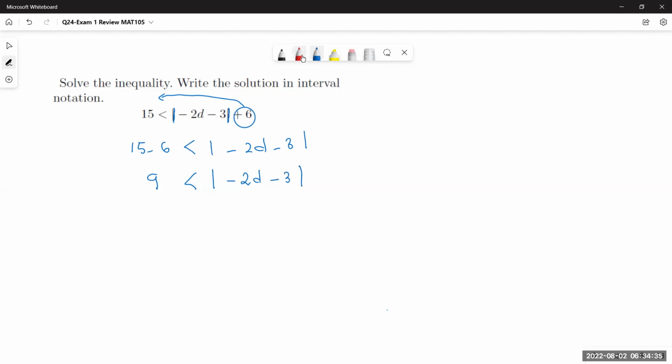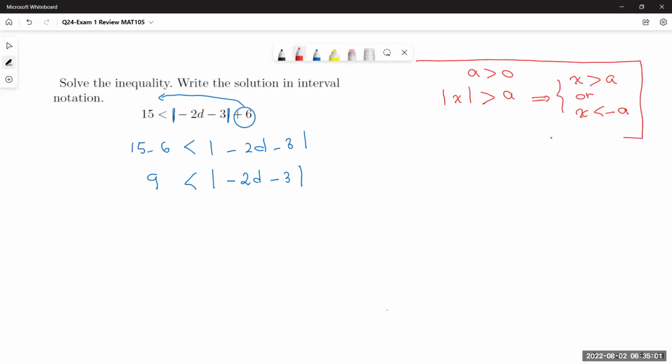Okay, now we need to know our formula. If I have the absolute value of a certain entity x greater than a certain number a, the a here in this case must be greater than 0. This is going to imply two outcomes. Either the x is going to be greater than a, or the x is going to be less than minus a. And this is our formula that we can apply right now.